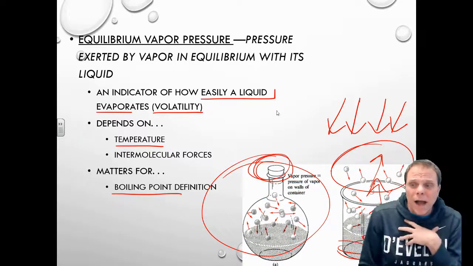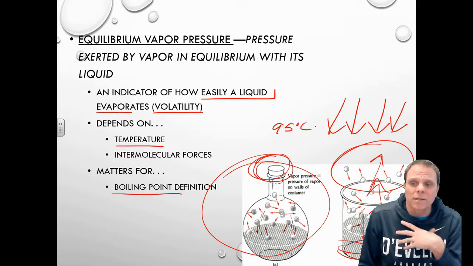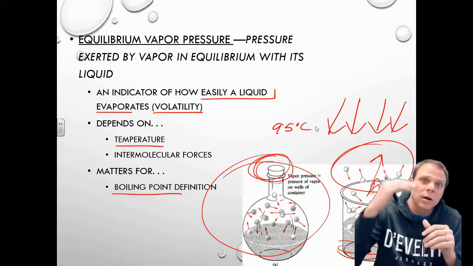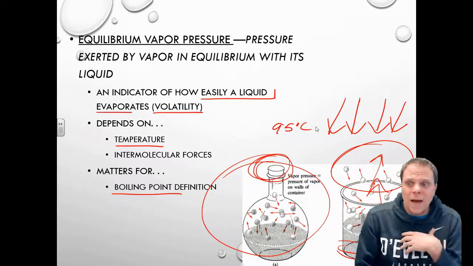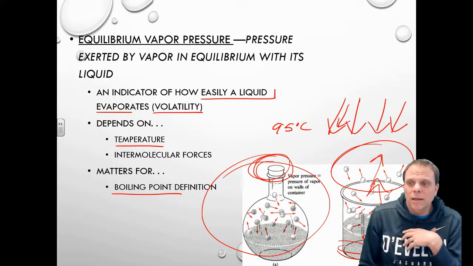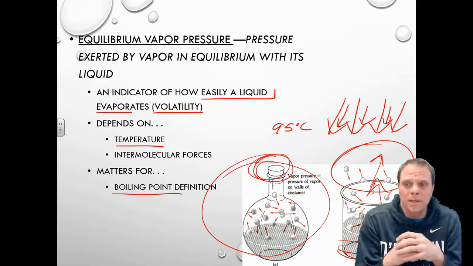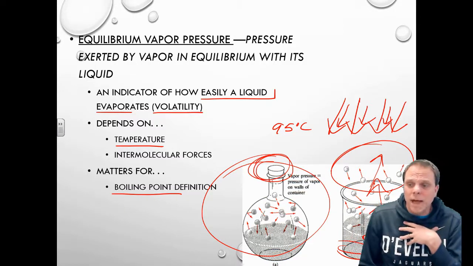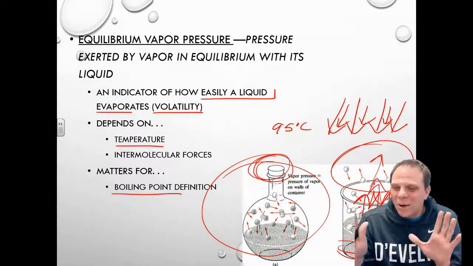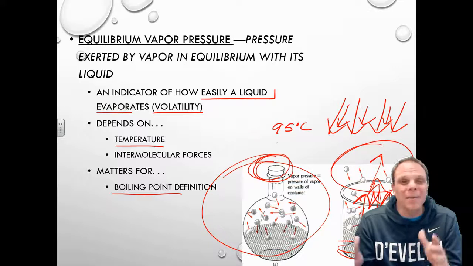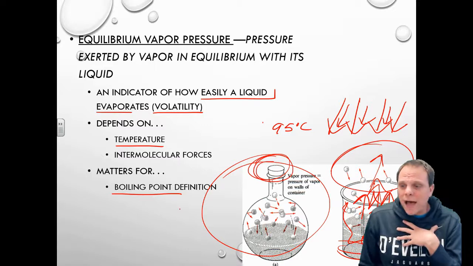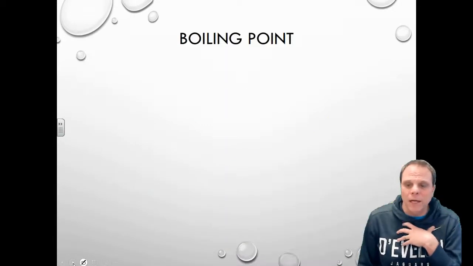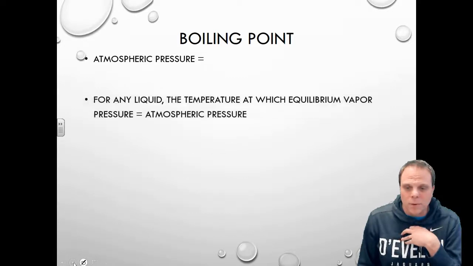But here in Colorado, we're actually closer to 95 degrees Celsius for our water because we're a mile high, at least in the Denver area. And so we actually have less atmosphere. Our atmosphere is not as big because we're up higher, so there's not as much stuff stacked on top of us. And so it doesn't take as much vapor pressure, as much pressure, to escape. And so the temperature doesn't have to be as high to get the particles moving as fast as they need to move to escape, okay? So that's why that matters for the boiling point definition.